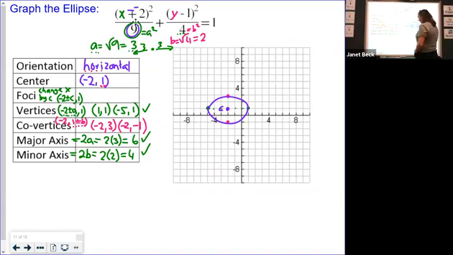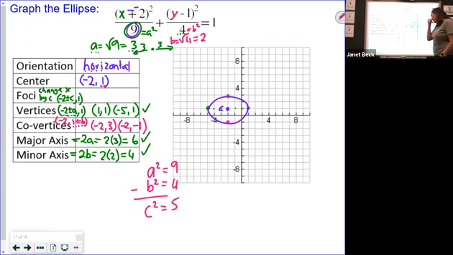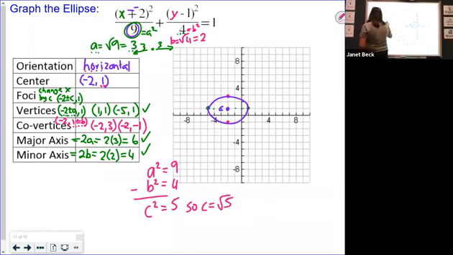Now the foci. So this is the bit where you have to do a little sum. A squared minus b squared is going to give us c squared. A squared is your bigger denominator. B squared is your other denominator. Subtract those and you get 5. So that's c squared. So c itself will be the square root of 5. So, here on the right, -2 plus the square root of 5 for my x coordinate, 1 for my y coordinate, and I'm going to have -2 minus the square root of 5 for my other focal point.